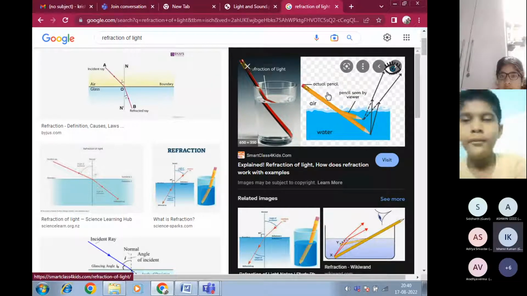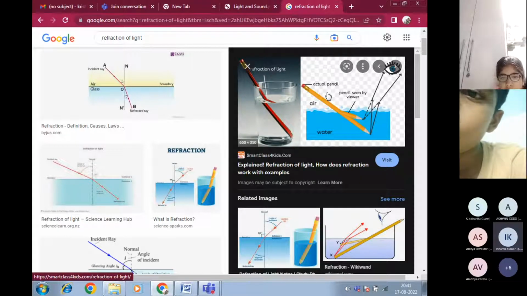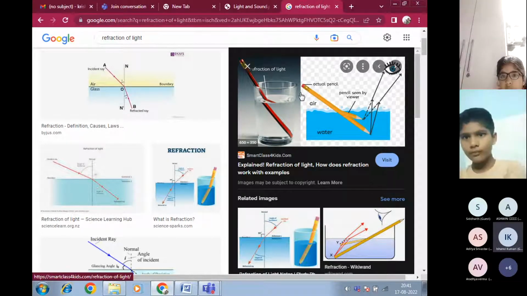Something like you put your legs in the swimming pool, or you put your legs inside the lake, and try to move your legs inside the water. Half of the body is present in the atmosphere, half of your body is present in the water, like that. So here half of the pencil is in the air, half of the pencil is in the water.